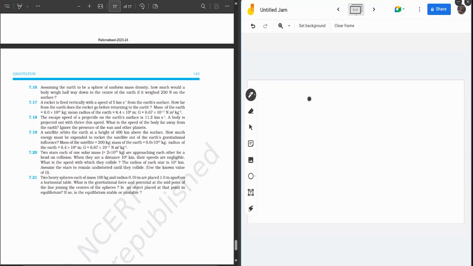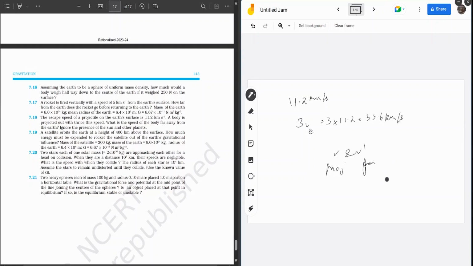So the escape speed of the projectile on Earth's surface is 11.2 kilometers per second. Speed of projection of the body is 3 into Ve, which is 3 into 11.2, which is 33.6 kilometers per second. Okay. Now let V and V dash be the speed of the body at the time of projection, V, and V dash at a point very far away from Earth.